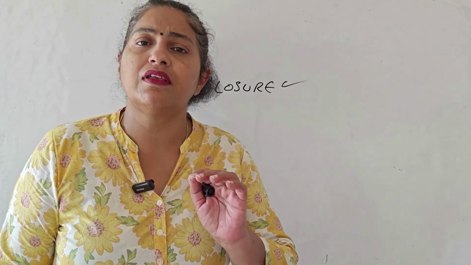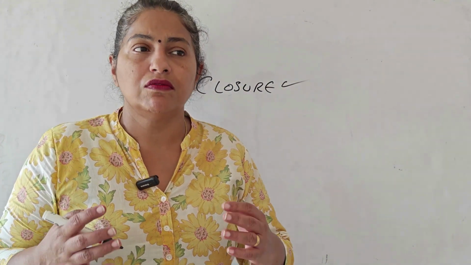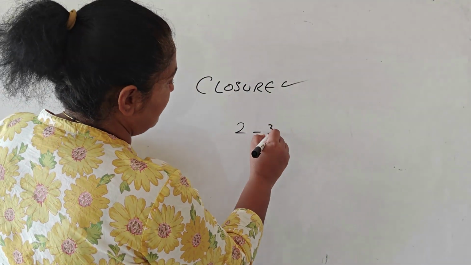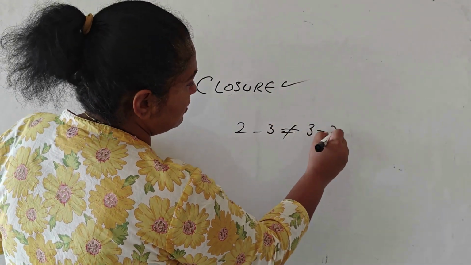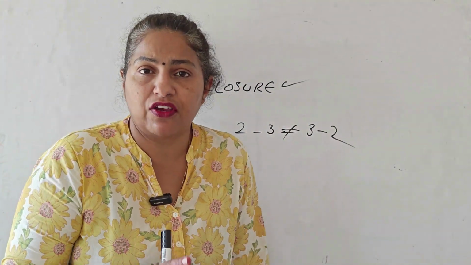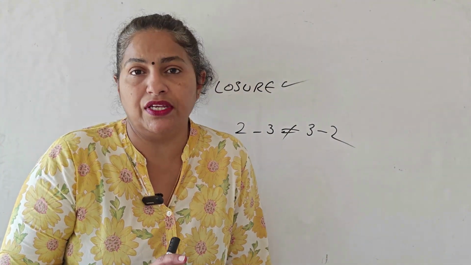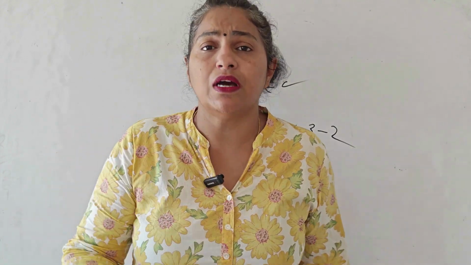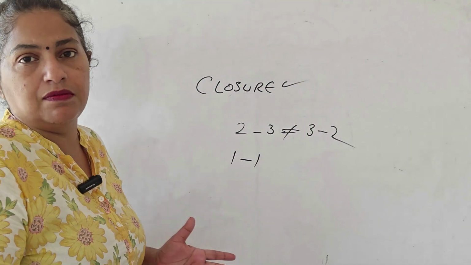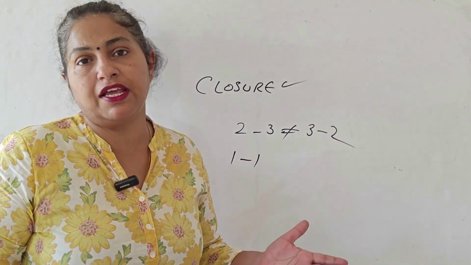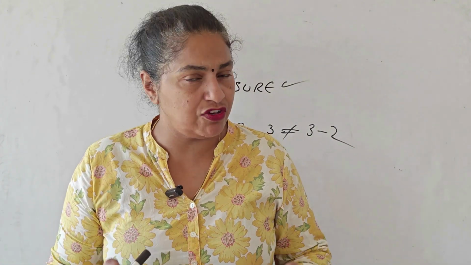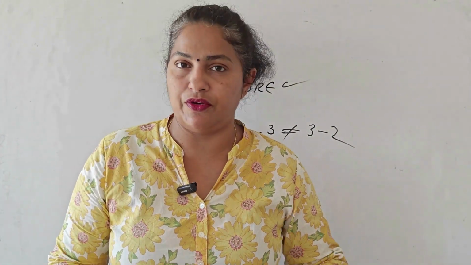Now, the second one is the commutative property. Now, I don't even have to explain to you. You know that 2 minus 3 is not the same as 3 minus 2. Correct? So, the subtraction of rational numbers is not commutative. In certain cases, it could be commutative. For example, 1 minus 1. Either way you subtract, you will get a 0. So, in certain cases, it is commutative. In general, the subtraction of rational numbers is not commutative.